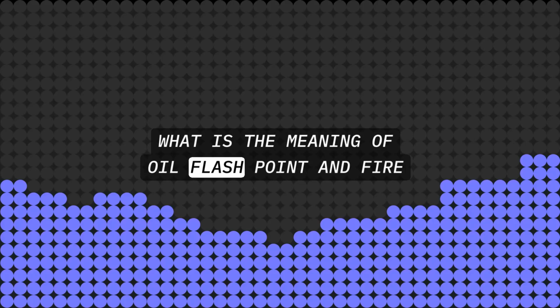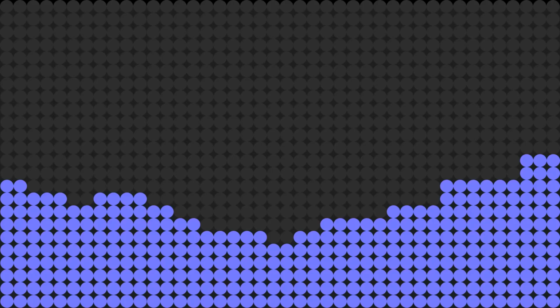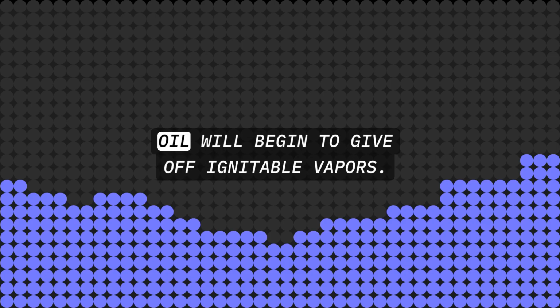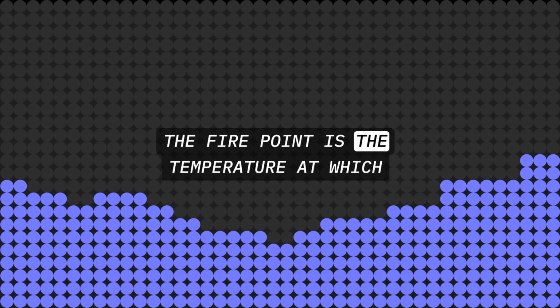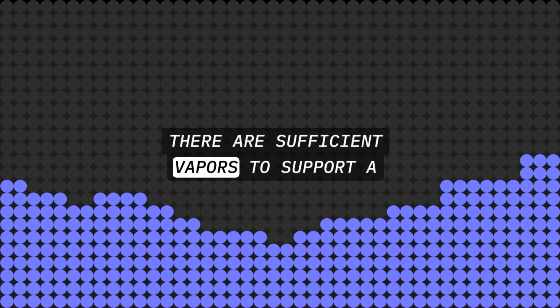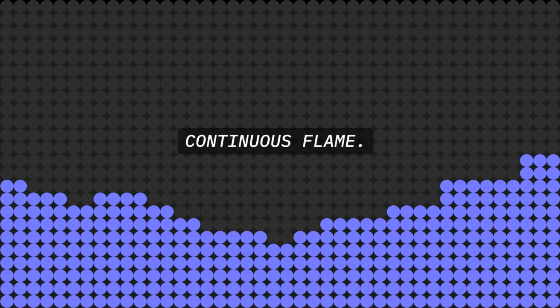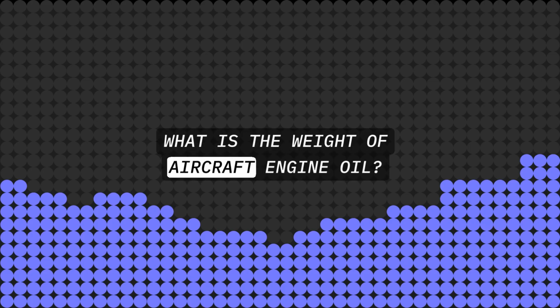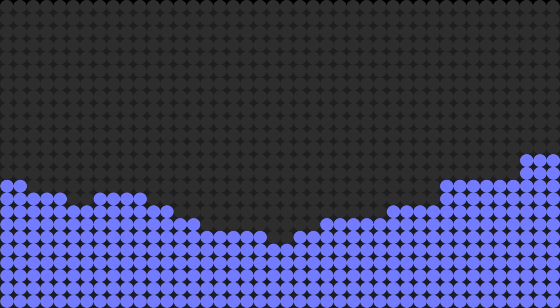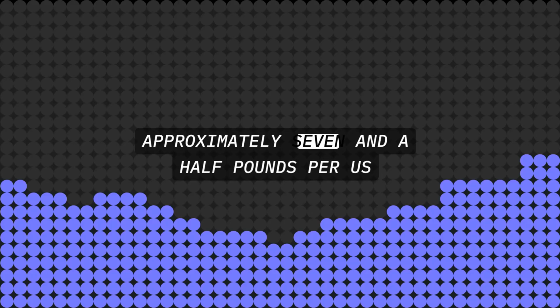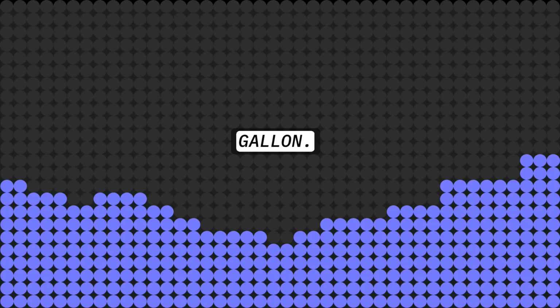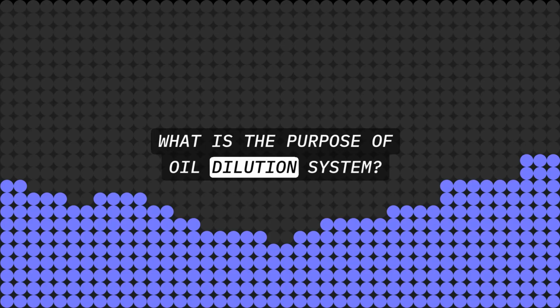What is the meaning of oil flash point and fire point? Oil flash point is the temperature at which the oil will begin to give off ignitable vapors. The fire point is the temperature at which there are sufficient vapors to support a continuous flame. What is the weight of aircraft engine oil? Approximately 7.5 pounds per U.S. gallon.